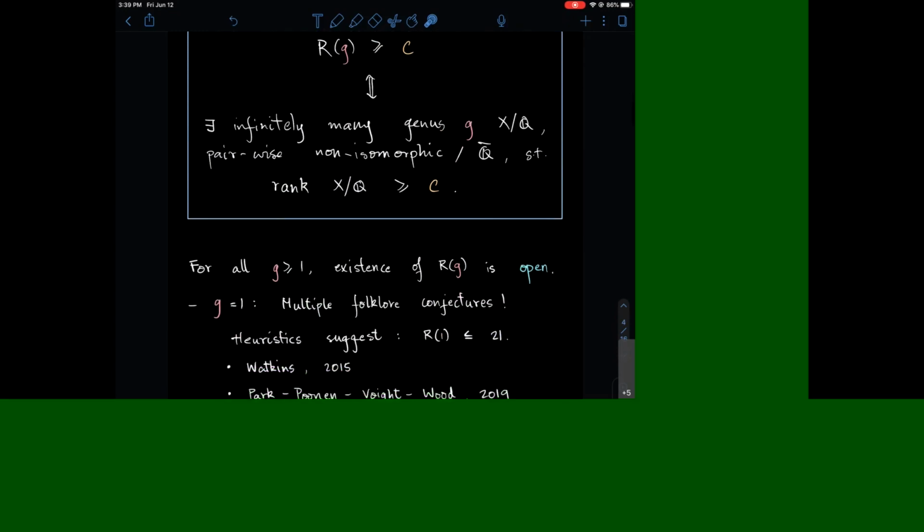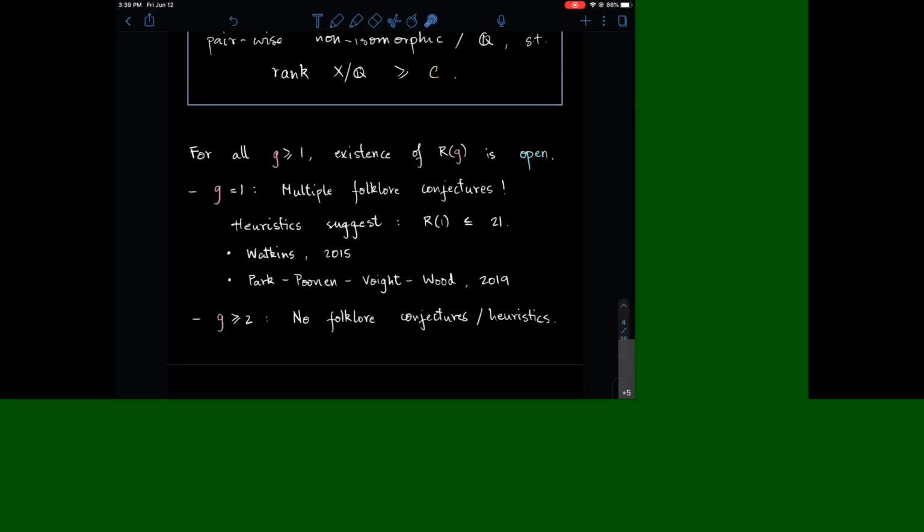Cool. So what is known about R of G? The existence is currently open for all positive genera, and the most is known, from what I know, in the case of genus one, where this is pretty exciting. This is one of those situations where people have conjectured both yes and no. In other words, they've conjectured that the ranks are uniformly bounded and that they're not, for elliptic curves.